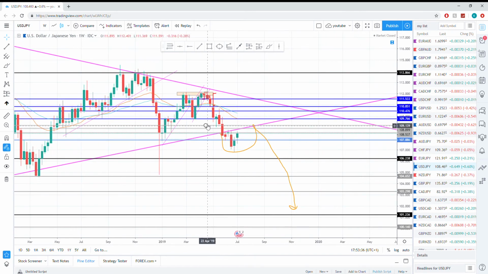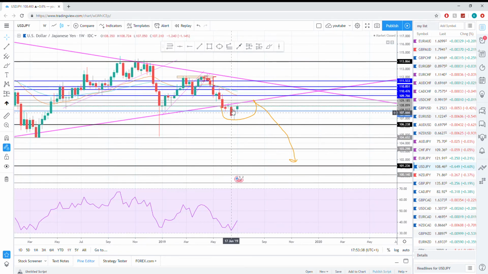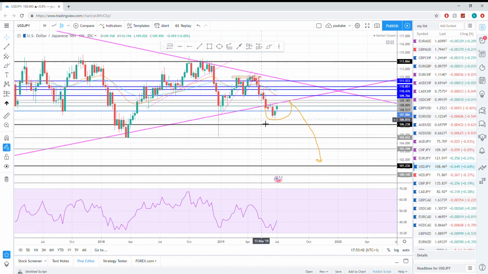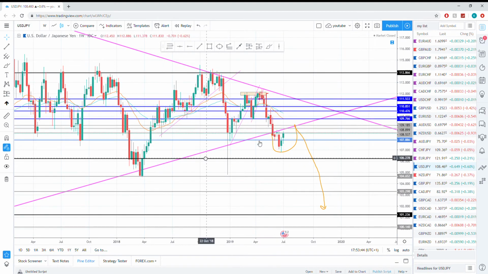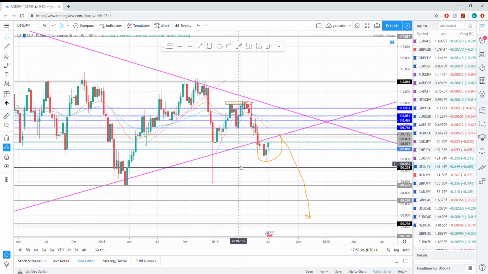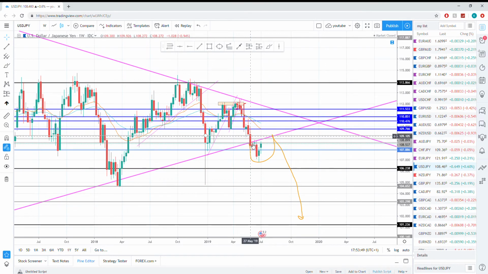So we can see that we're doing our best to get back into this channel, as you can see in purple. This is the wedge that we've got forming on the weekly. We've broken out for the past few weeks and we're trying to get back in. So let's take it to the daily.